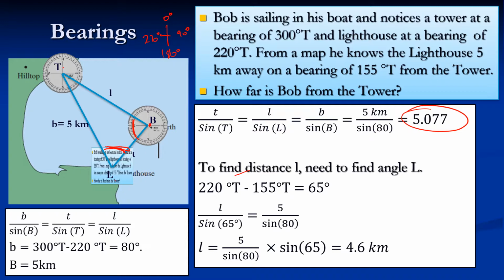So now we know two angles. We can find the second distance from that. So that's nice. If we know two angles and one distance, we can find the second distance. So L over the sine of 65 equals 5 over sine 80. So L equals 5 over sine 80 times sine 65, and that's 4.6 kilometers. So Bob is 4.6 kilometers away from the tower. Obviously this map's not quite to scale.